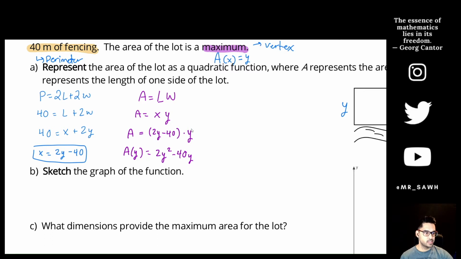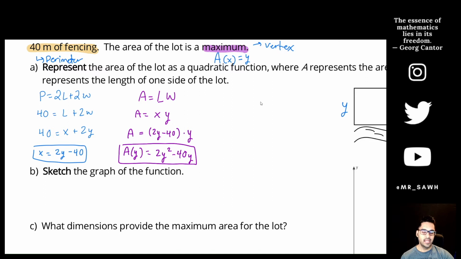And if I just distribute into the brackets, I'd get this expression: area as a function of y is equal to 2y squared minus 40y. Okay, so I've represented this area as a function of its width. I've basically replaced the length with an expression.